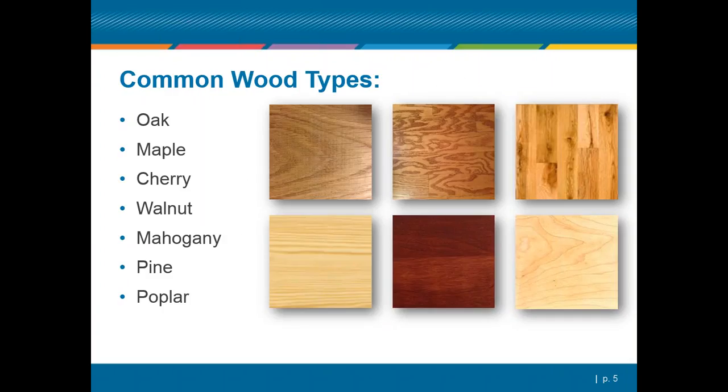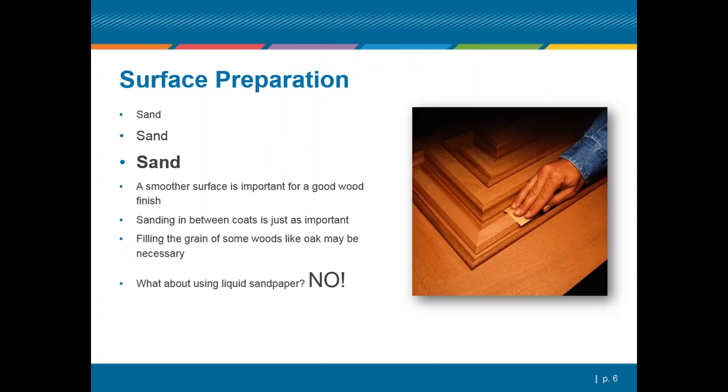Some of the common wood types that we'll talk about, and that are unique in their nature, are oak, maple, cherry, walnut, mahogany, pine, and poplar. These are broken into two different categories, hardwoods versus softwoods, and each of these has its own unique situation.